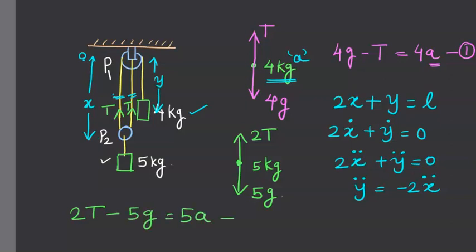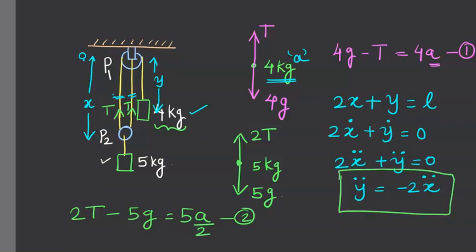Okay, so you can assume that any of the blocks will go upward or downwards, but your answer will change accordingly. For example, if the answer is negative, then the chosen direction was not correct. For example, if I assume that the 4 kg block is going upward and denote that acceleration a, then if I find the value of a to be negative, that means it was not going up, it was going down. That's the difference. So here we are assuming the 4 kg block is moving down, and we are assuming that the 5 kg block is moving up. So here instead of a, I have to write a by 2, by the way, because of this relation over here.